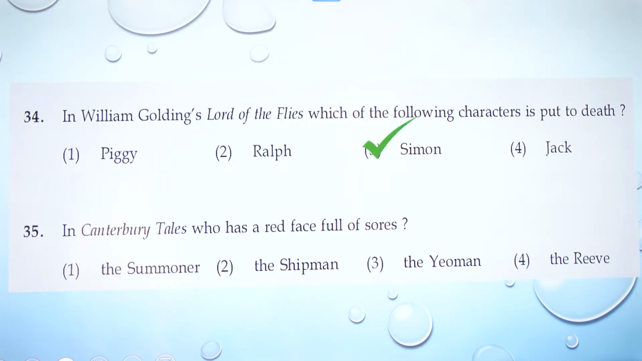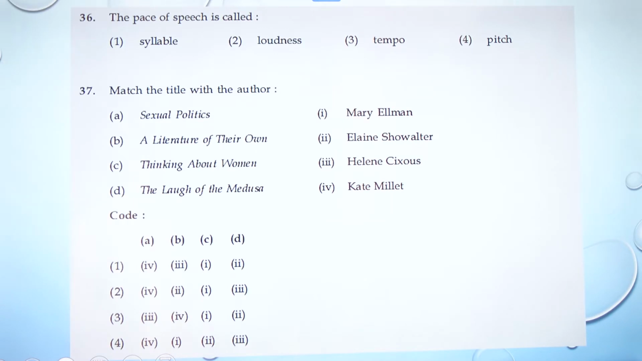Question number 35. In Canterbury Tales, who has a red face full of sores? Number 1, the summoner. Number 2, shipman. Number 3, the yeoman. And number 4, the reeve. And the correct option is number 1, summoner. Question number 36. The pace of speech is called number 1, syllable. Number 2, loudness. Number 3, tempo. Number 4, pitch. And the correct option is number 3, tempo.